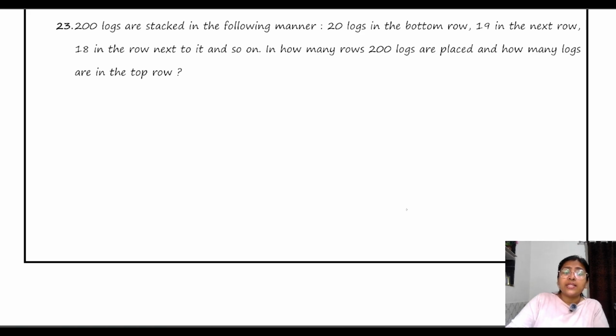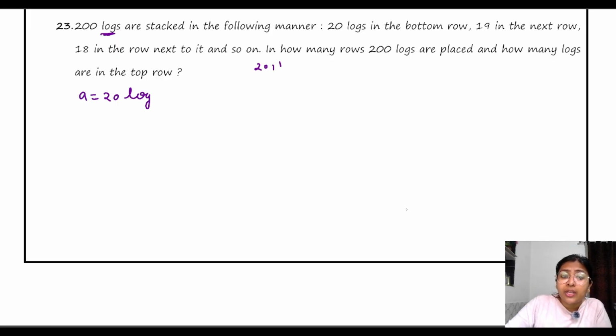200 logs are stacked in the following manner. You know stacks, you must have seen a bundle of wood: some wood at the bottom and above it we arrange logs like this to make a stack. Logs here means bundles of wood. 200 logs are stacked in the following manner. So what is the manner? At the bottom there are 20 logs. So we have the first term as 20 logs. Okay, 19 in the next, 18 in the next.